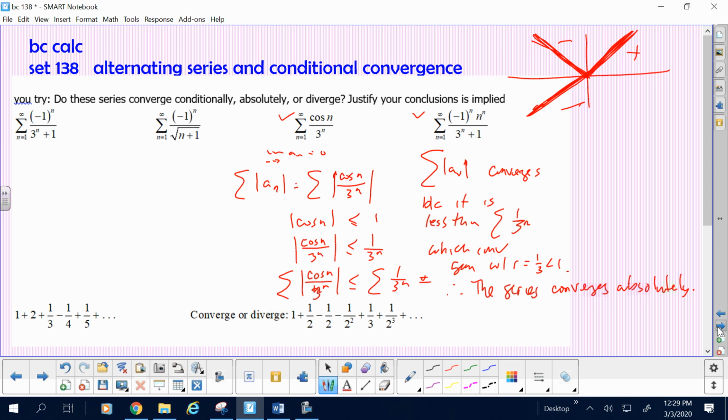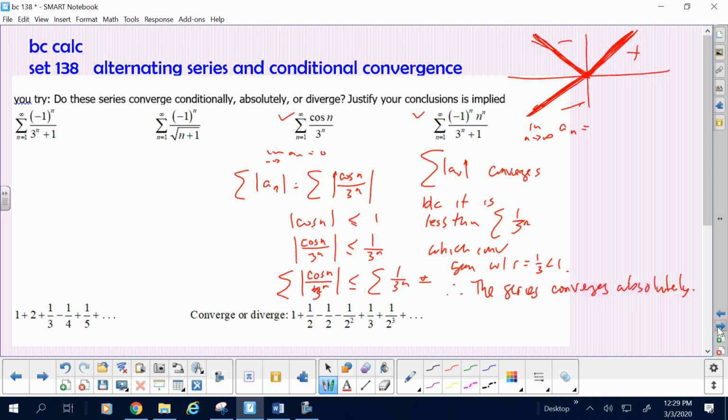Okay, what about the fourth one? That should be a layup. It goes to infinity. Yeah, the terms don't go to 0. It has no change. That's always why you check the first thing. Do the terms go to zero?